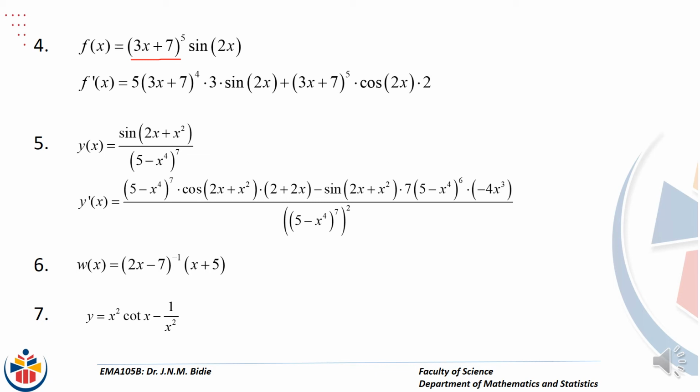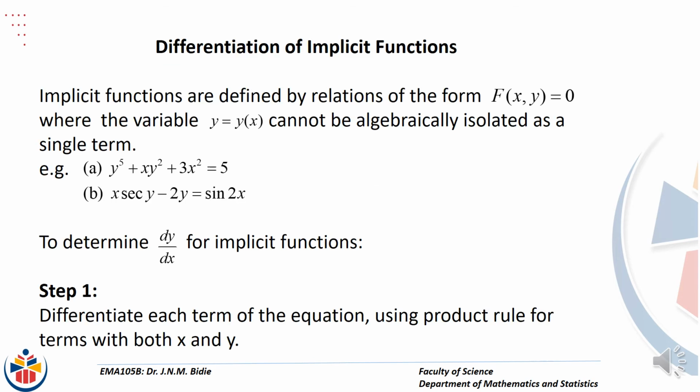Now I'd like you to do number 6 and number 7, making use of the appropriate rule, whether quotient rule, product rule, or the chain rule. We go straight to implicit functions.